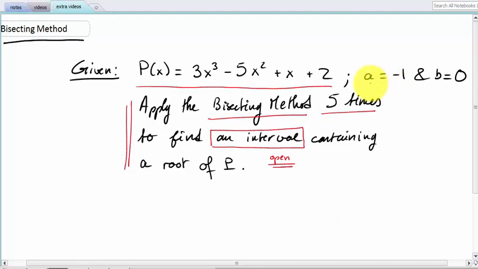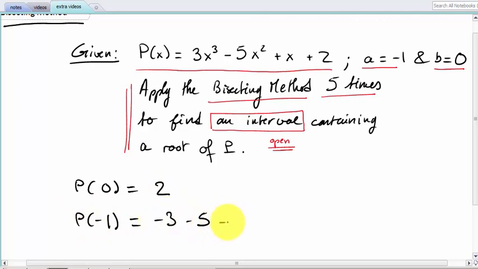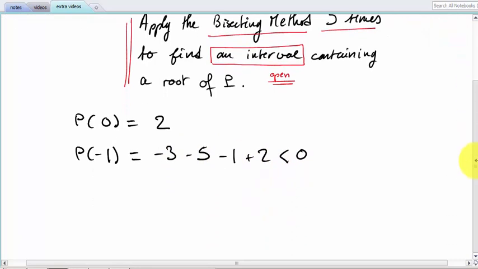I'm giving you the first two boundaries that you have to look at. So let's check out the value of this polynomial at -1 and at 0. So p of 0 is 2. P of -1 is, so I'm going to change all the odds, and I'm going to keep the even: -1 plus 2, so this is negative. Therefore, I know there is a 0 between -1 and 0.